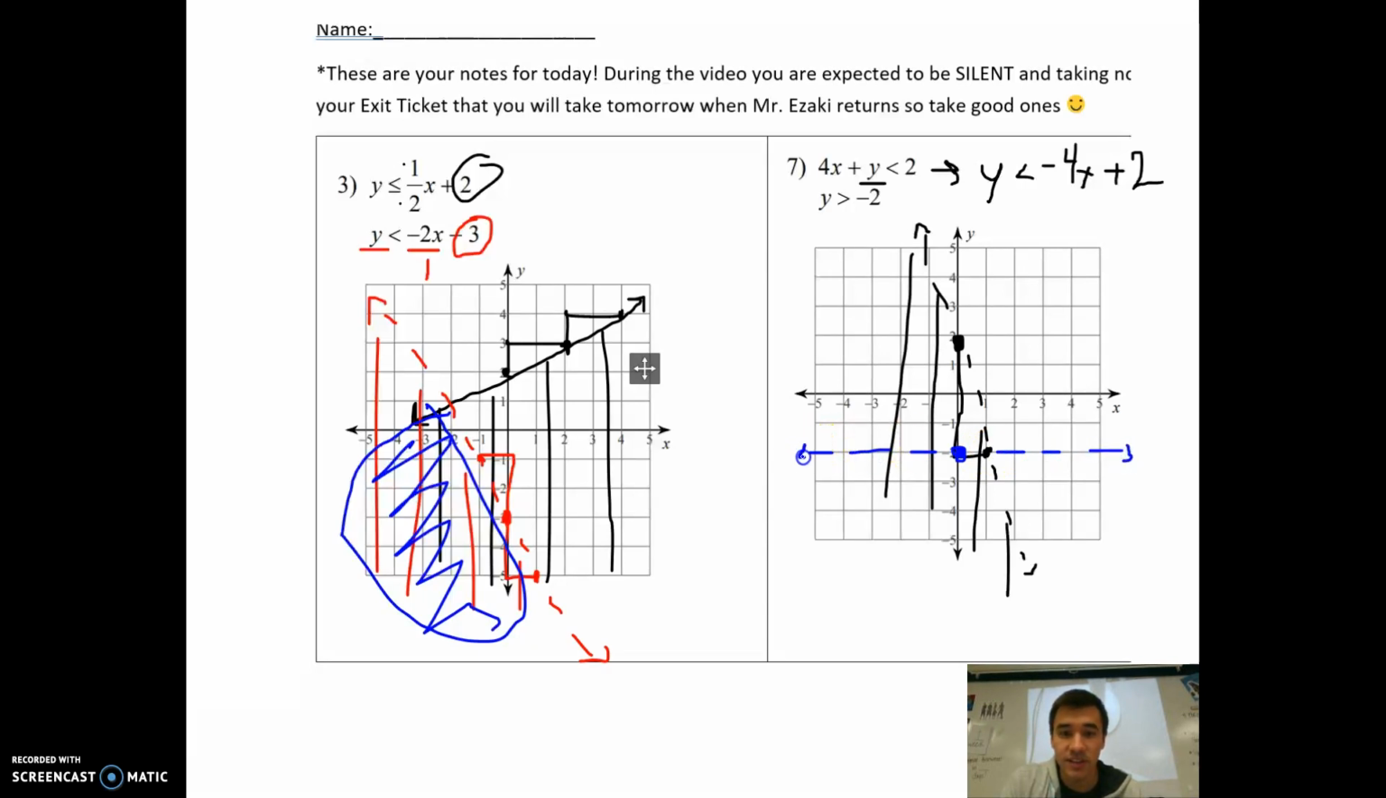Now think to yourself, this is actually pretty intuitive. If y is greater than negative 2, are we going to bigger y values? Are we going up? Or are we going to smaller y values and we're going down? Obviously, if we're going to greater y values, it must be up. So you raise that roof.